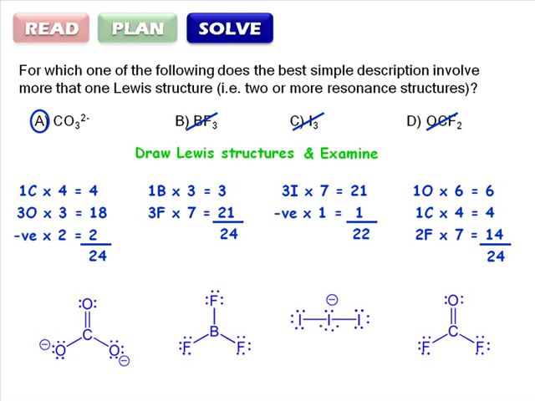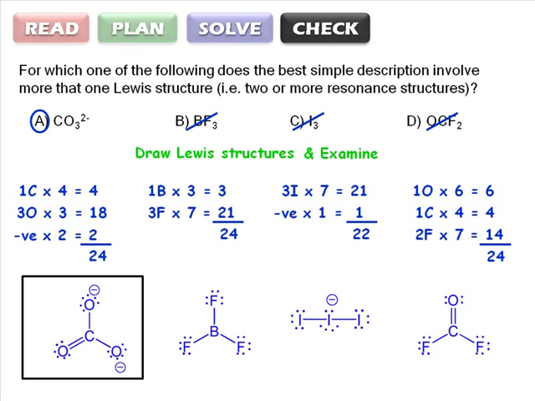Finally, check your work. Let's just draw the other 2 Lewis structures for the carbonate ion, 1 and 2. They're equivalent, just rotated by 120 degrees each, so move on.